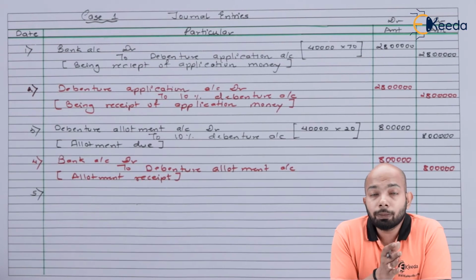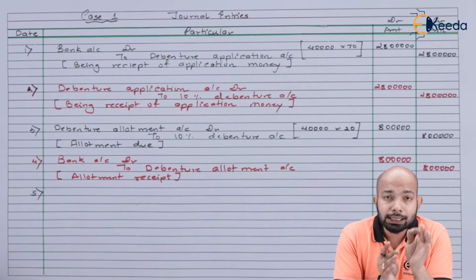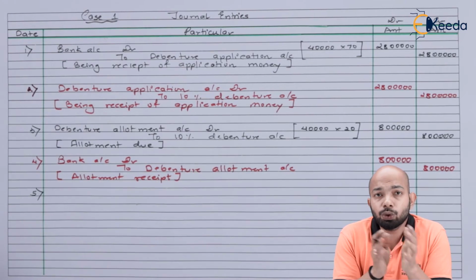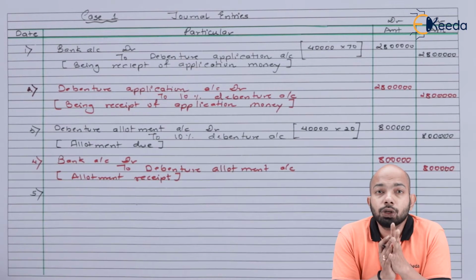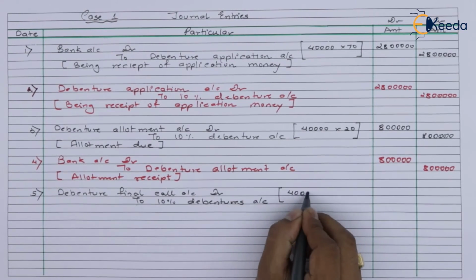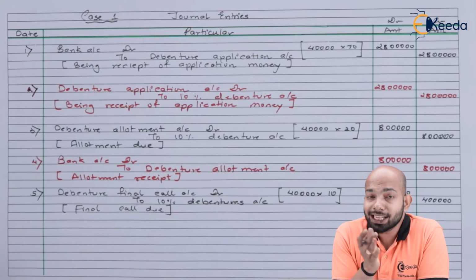Now, after allotment, the last two entries that we have to pass here are due of final call and receipt of final call. So let's pass that entry. Post it, we will go on to the preparation of the balance sheet. So final call due has been mentioned here.